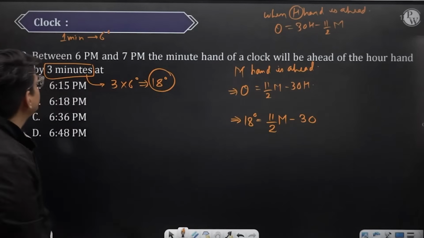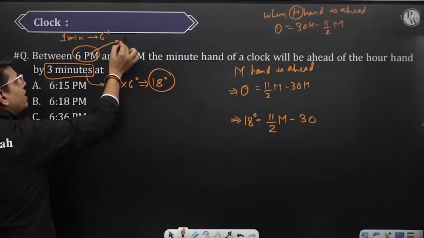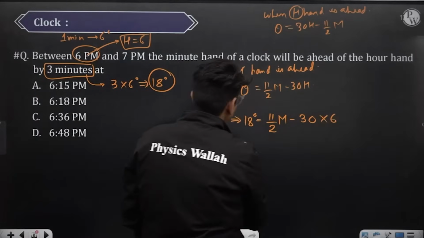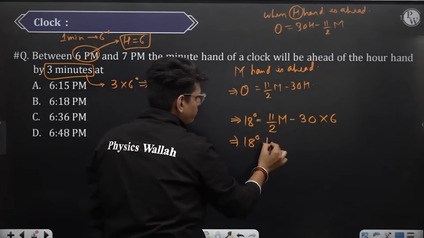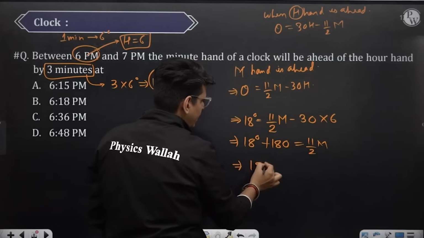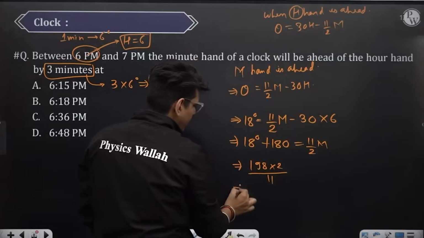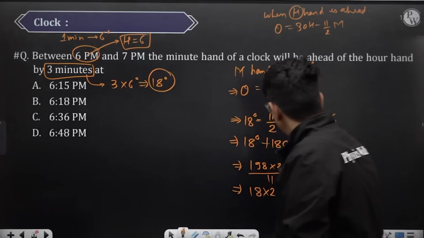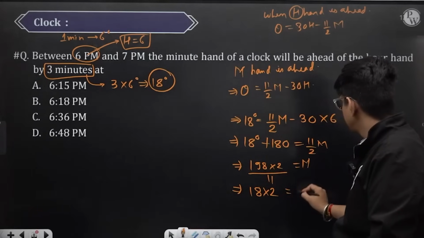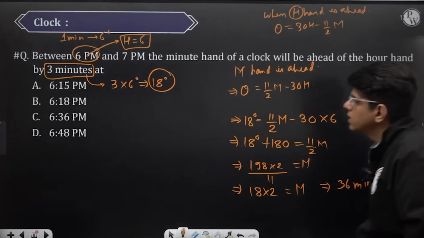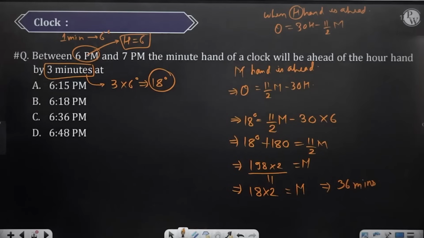Now when the time is between 6 and 7, so we take this initial r as rh. Okay, so this is this, right? 18 plus that is 180, okay, is equals to 11 by 2 m. This is nothing but 198 into 2 by 11. So this is 36 minutes past 6, right? So the time will be 6:36 p.m.